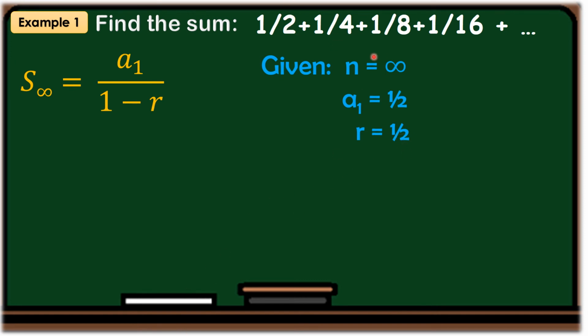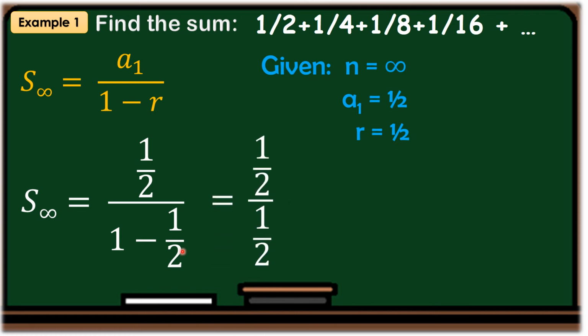Now, let's proceed. Substitute: S sub infinity is equal to, the first term is 1/2, so 1/2 over, copy 1 minus the common ratio, 1/2. Next, 1/2 over 1/2 because 1 minus 1/2 is 1/2. So here, as long as the numerator and denominator are exactly the same, then it's division, and when you divide the same number, the answer is 1. 1/2 divided by 1/2 is 1. Therefore, the sum of all these terms up to infinity is equal to 1.